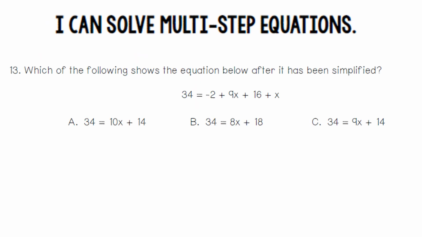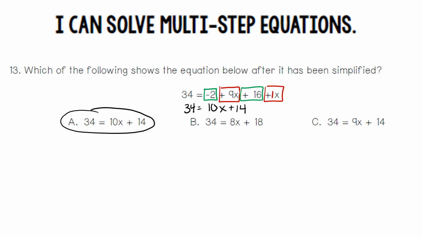For number 13, it asks which of the following shows the equation below after it has been simplified. So we're going to combine those like terms because there's no parentheses, so there's no multiplying, but we can combine the terms that go together. So we can combine the 9x plus this 1x. 9 plus 1 would give us a total of 10. We can also combine the -2 and the plus 16 because those don't have the x variable. -2 plus 16 gives us a total of 14. And so our answer is letter A, the 10x combined together and the 14 combined together for our answers.